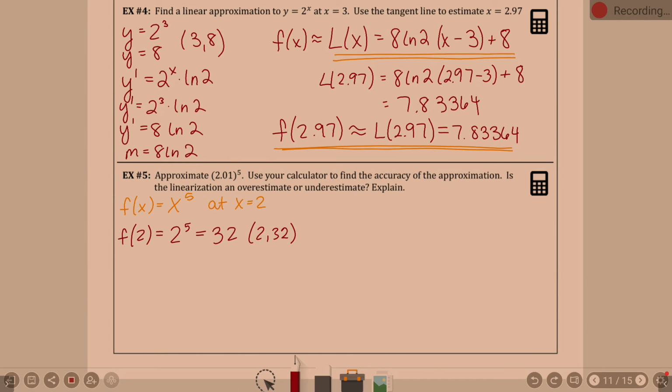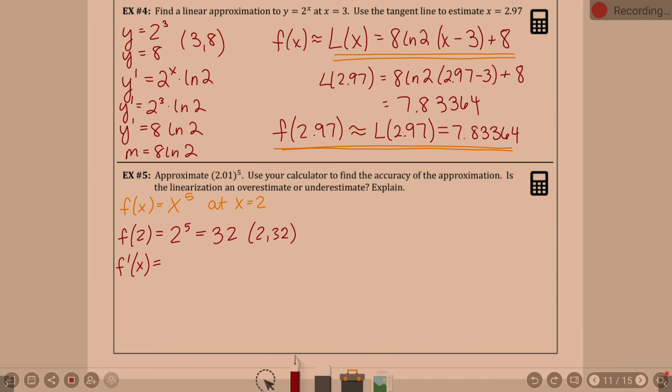Jacob's got his power of 2s for me. You had to think about that one? Well, when you become a math teacher, you know some of these random powers of 2 pretty easily.